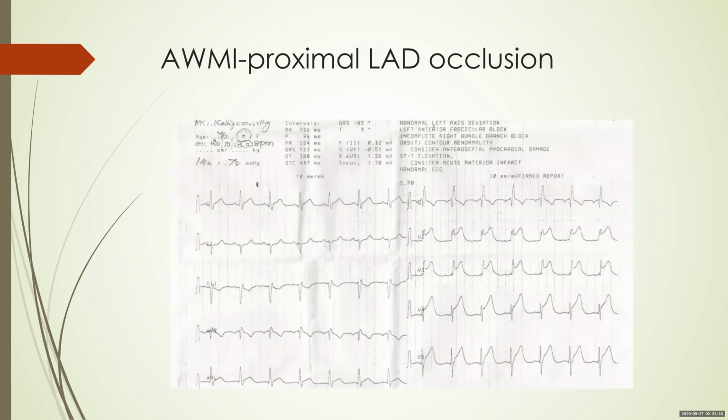So this is another case. You have an anterior wall MI showing a right bundle branch block, and you can see the ST elevations in V2, V3, V4, V5. Some amount of ST elevation in lead 1 and a bit in aVL also. So you can straight away diagnose this is a proximal LAD occlusion with a very bad prognosis if not intervened.